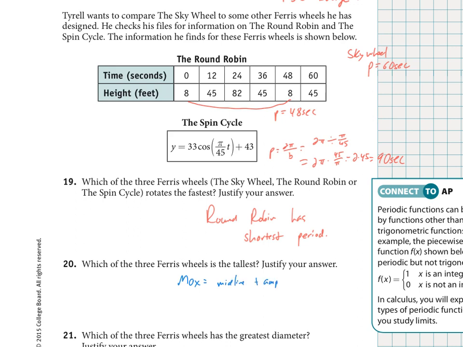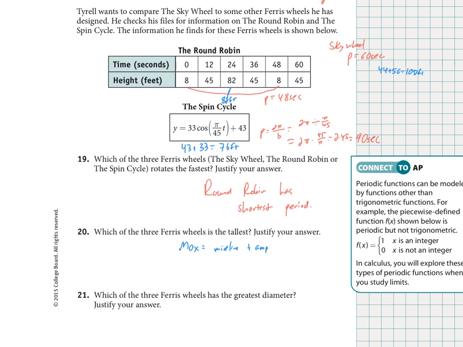Plus the amplitude. If I'm thinking about that in blue, for the sky wheel, we already saw that was our 44 plus our 56. That was 100 feet tall for the sky wheel. What's our height here? Our max height is 82 feet. And here, since it's in that equation, I've got to do that midline of 43 plus the amplitude of 33. That's going to hit a maximum of 76 feet. Okay, so 76, 82, and 100. Pretty obviously, the sky wheel is tallest at 100 feet.